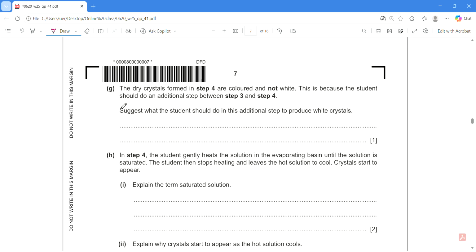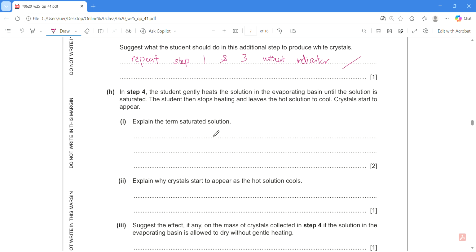Question G. What the student should do to get white crystals? So this crystal is colored because they have added an indicator. If you want to get white crystals, it's easy only. You just need to repeat step 1 and 3 without the indicator. Done.